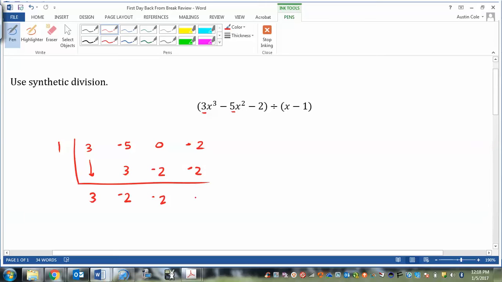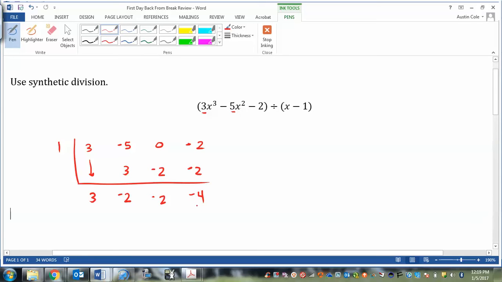Okay. Some people I saw had zeros here. Should that be 0? Why is there 0 here? Because I'm missing an x term. See how I go x squared and there's no x? So I've got to put a 0 in there. And this should be negative 4, not 0.